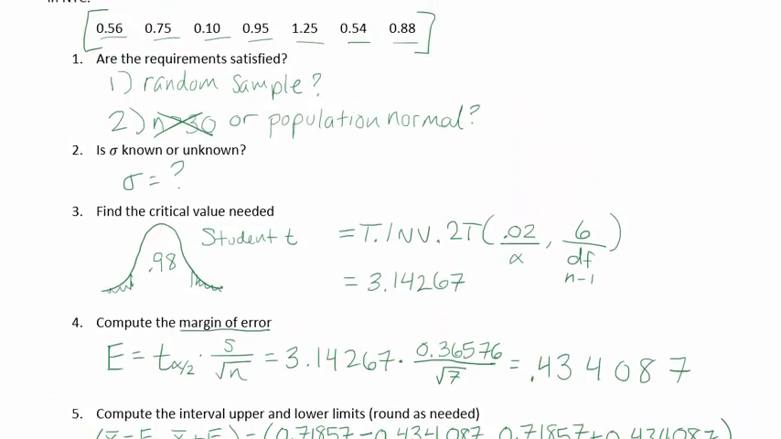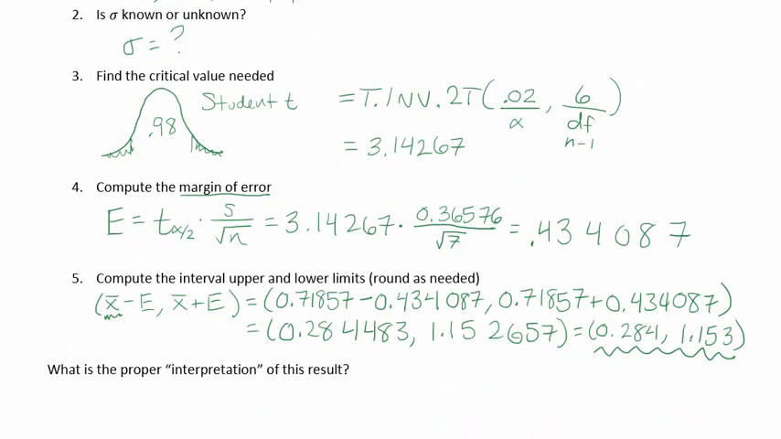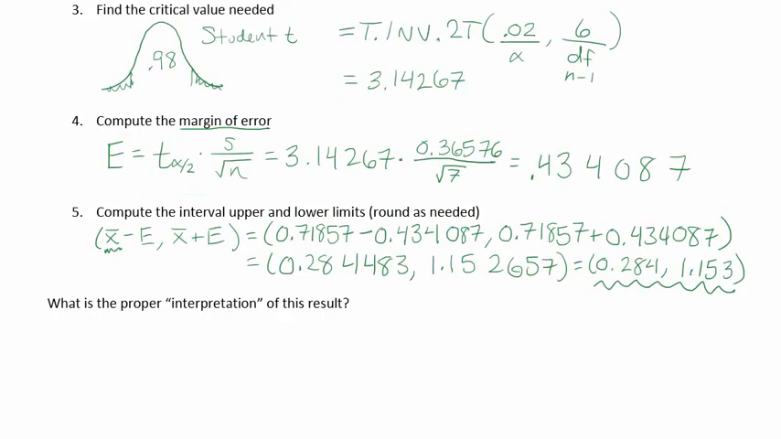And in particular, if we come back to the description, the FDA says that it has to be below 1 part per million. So this sample, our estimate for the population, it could be less than 1 part per million because that is part of the interval, but it could also be more. So this result we're getting here is concerning. This means that the tuna in New York does not seem to meet the FDA guidelines, or at least it might not meet them. That's it for this video.